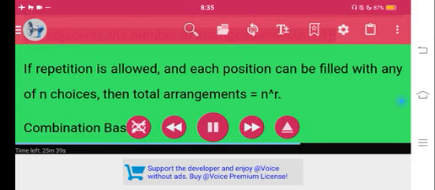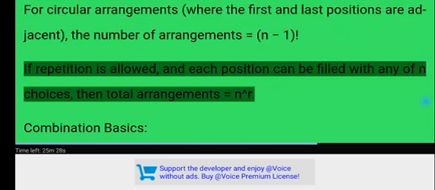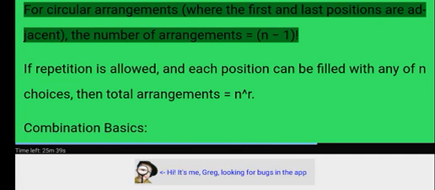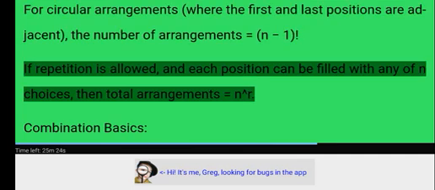For circular arrangements where the first and last positions are adjacent, the number of arrangements equals (n minus 1)!. If repetition is allowed, and each position can be filled with any of n choices, then total arrangements equals n to the power r.